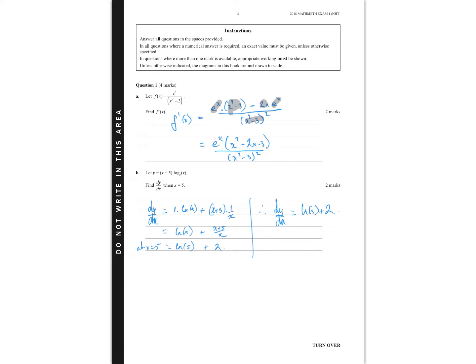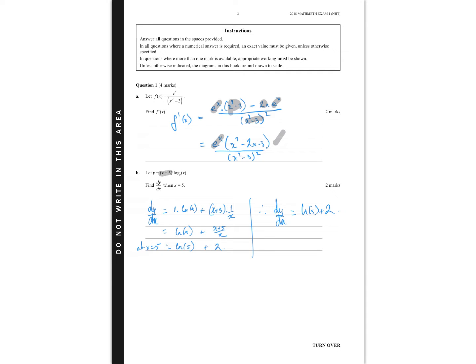And then, just a smidgen of tidying. Don't do it real right. Take e to the x out the front, and I'll get an x squared minus 2x minus 3. Not even fussed about trying to factorise that. It probably does, but let's just leave it as it is, hey? There's no extra marks.